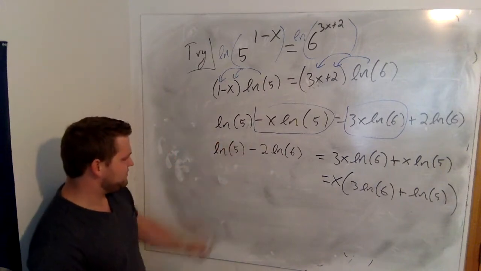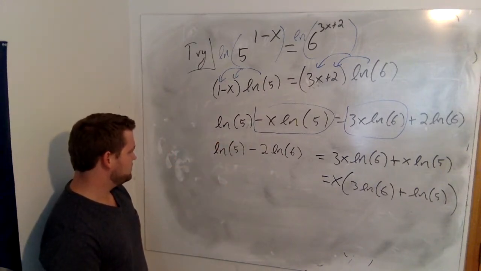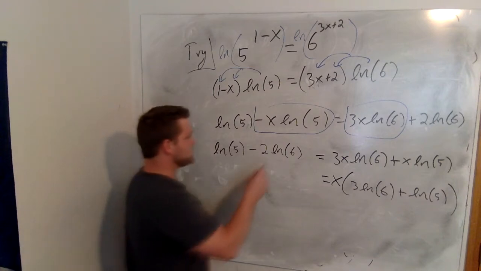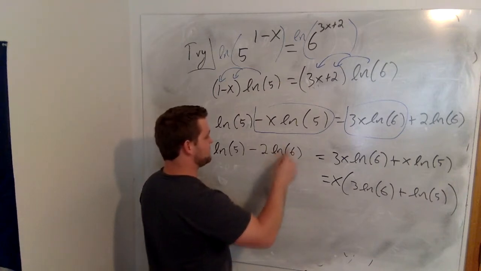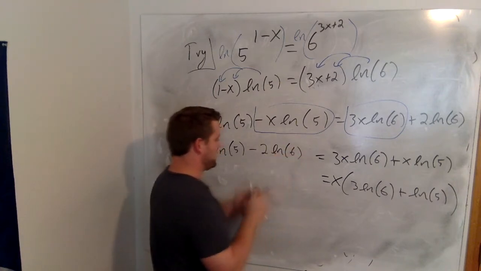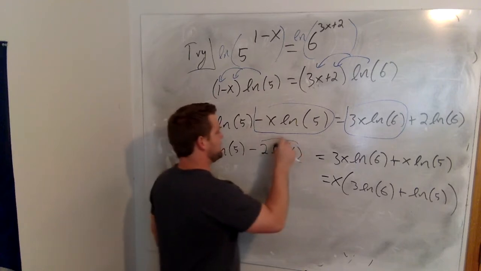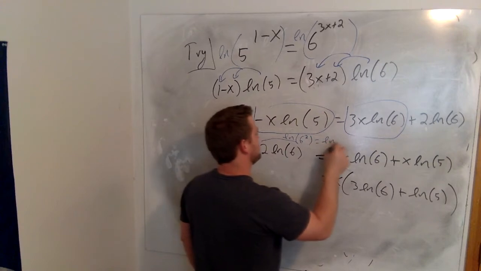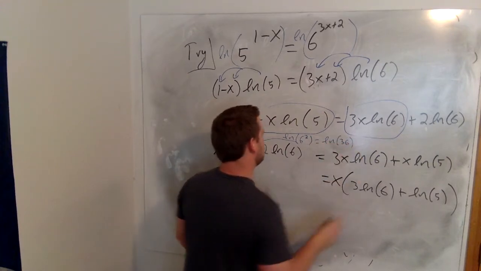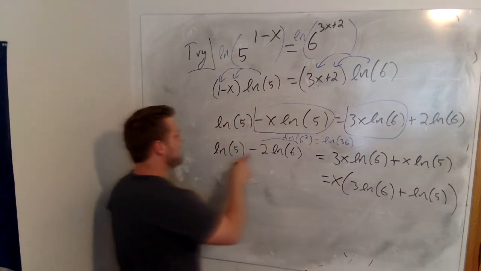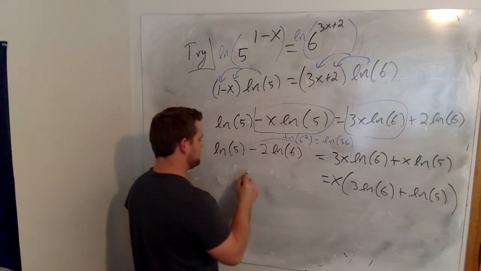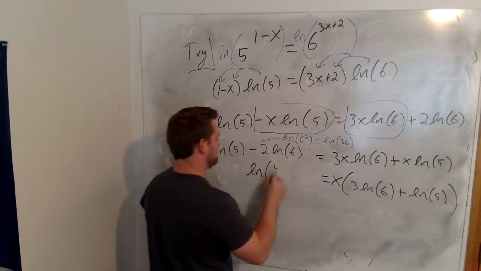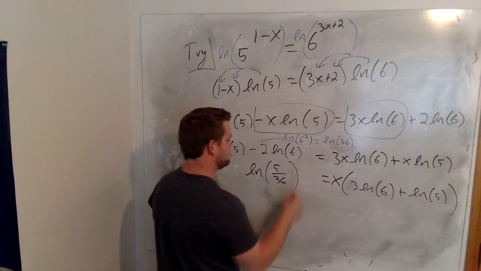Let's clean up this left-hand side with log rules. Let's see, what would this be? Well, this right here is the same thing as natural log of 6 squared, so this is the natural log of 36. So we have the natural log of 5 minus the natural log of 36. This is the same thing as the natural log of 5 divided by 36.